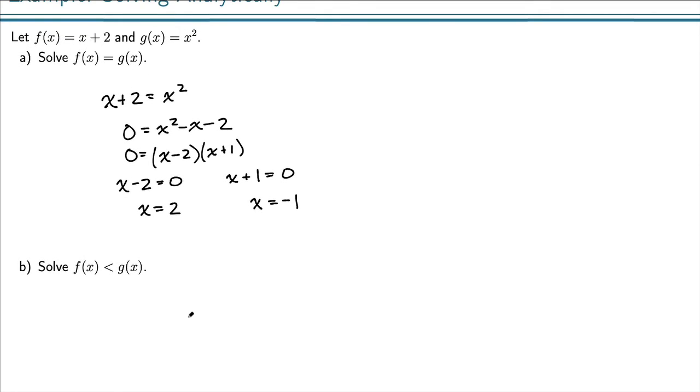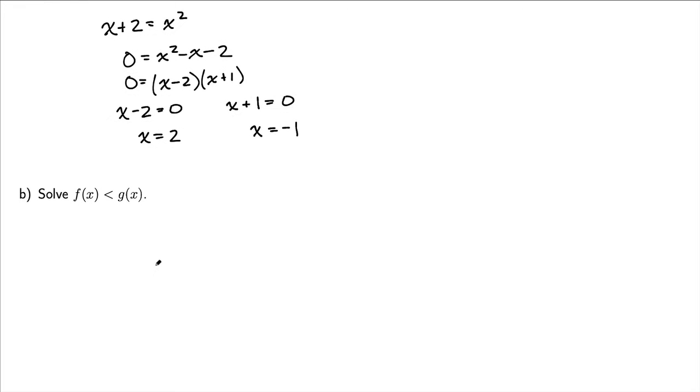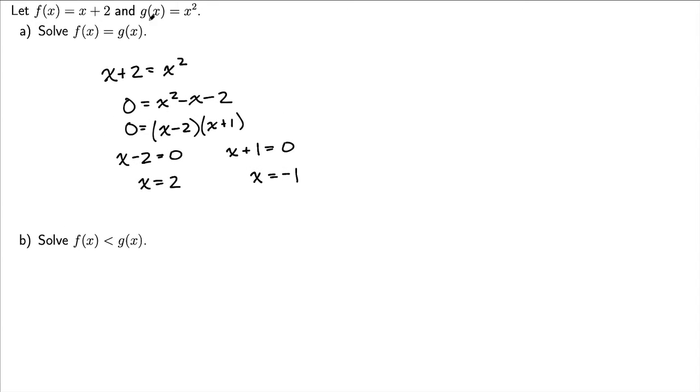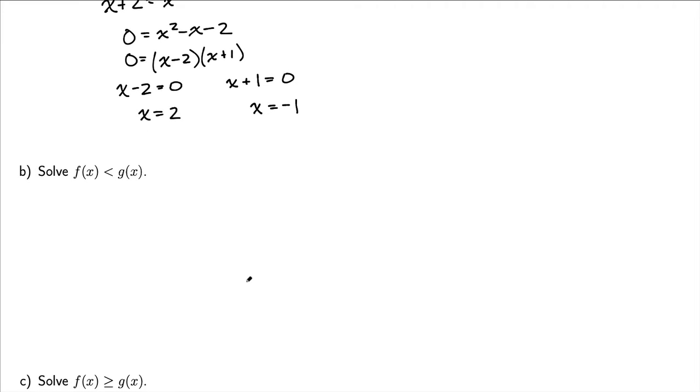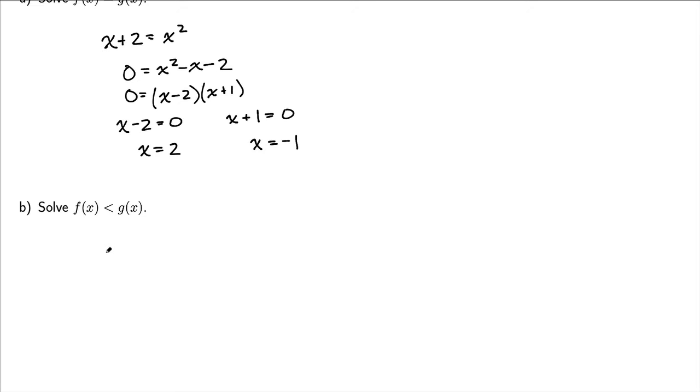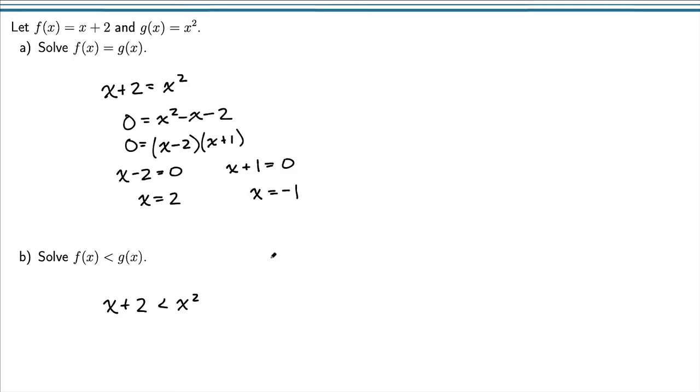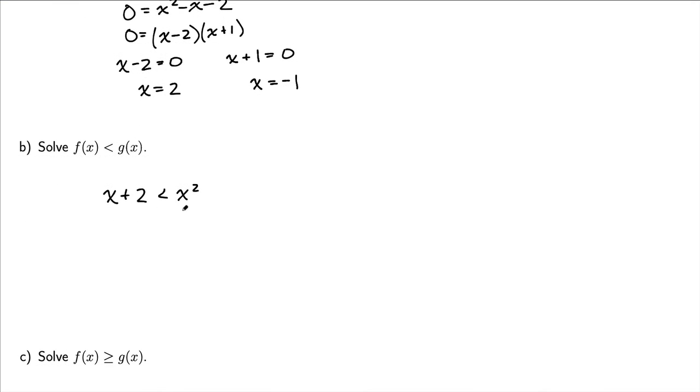Now, to solve an inequality, if we don't have the graph, I'm just going to pretend that I don't know how to graph these, and we're going to look at how to solve these. So for f of x less than g of x, that's x plus 2 less than x squared. And we go through the same process as with the equation. So we move everything to one side.